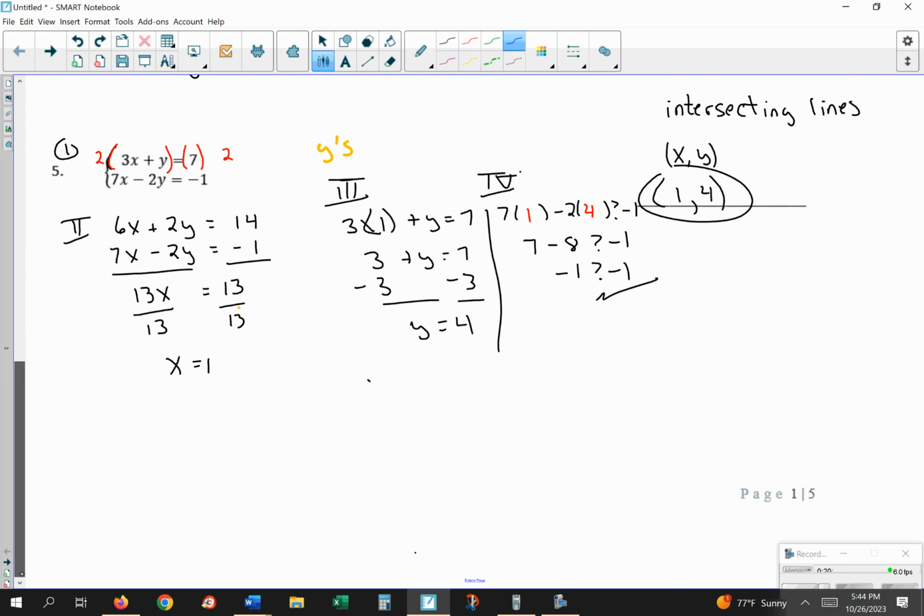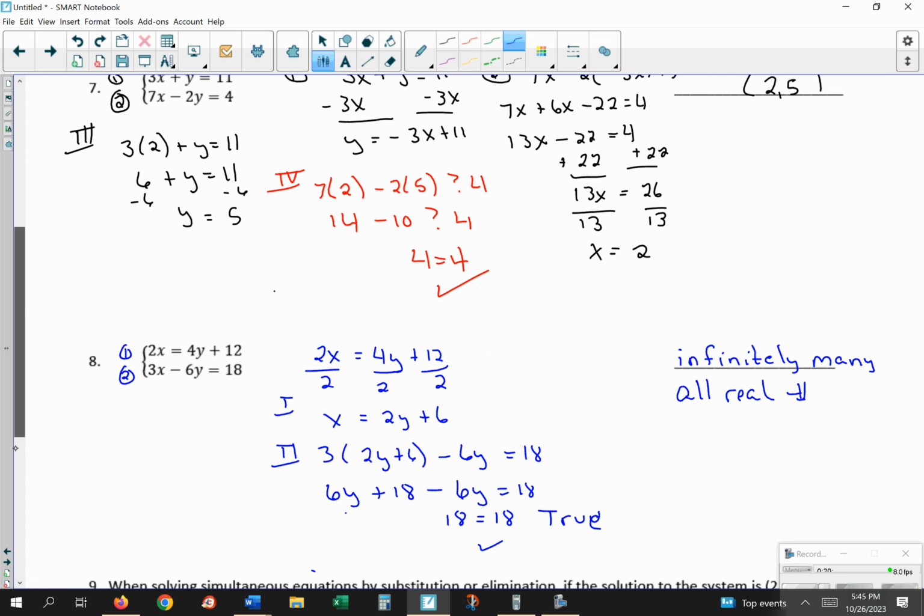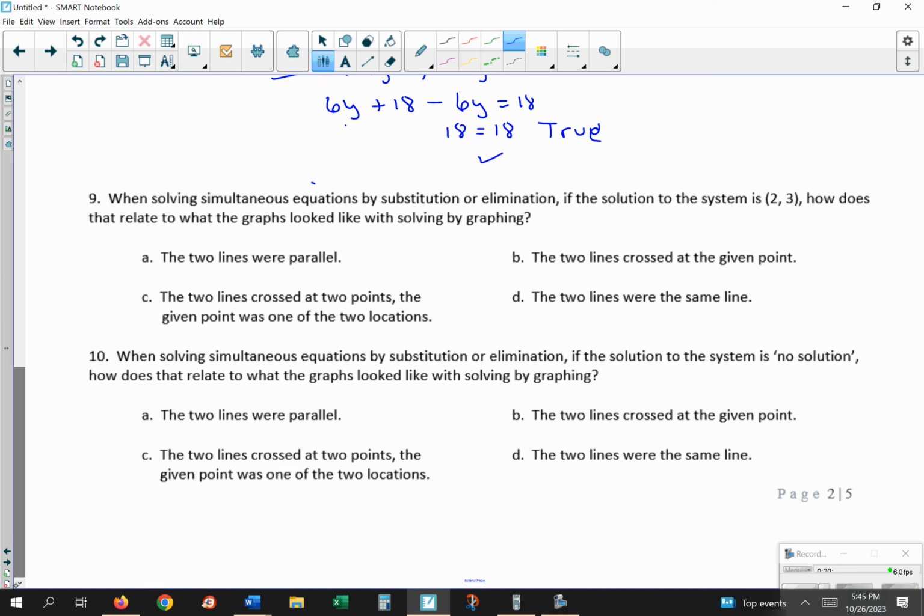Okay, so moving on. And then we had question 9 and 10. So do pause, take time to read through this so that you understand what the question's asking before I start discussing the answers.